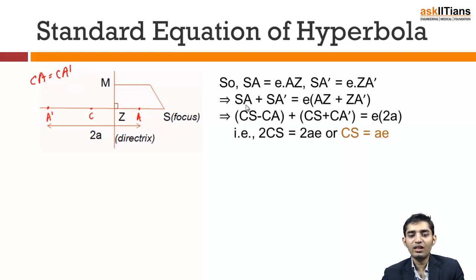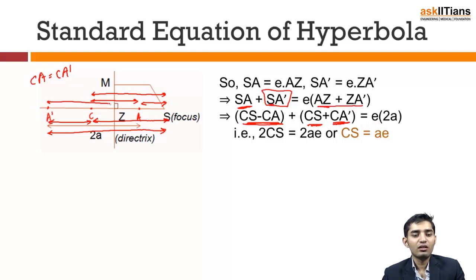If I add these two equations, I will get SA plus SA dash. Both of these I will write with respect to the center. This C is the center, so I will write with respect to C. SA will be nothing but CS minus CA. Similarly, SA dash is this distance, so SA dash is CA dash plus CS. And this will be equal to AZ plus ZA dash, which is nothing but A dash Z plus ZA, which is nothing but 2a. So e into 2a. So from here we will get CS equal to ae.